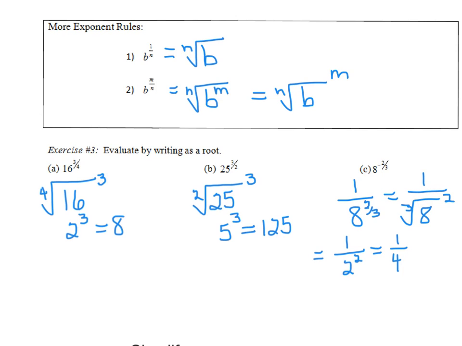Alternatively, I could have done the 8 squared first, and that would give me 64, and then I could take the cube root, and the cube root of 64 is 4. So regardless of whether I do the root first or the exponent first, I'm still going to get the answer of 1/4.